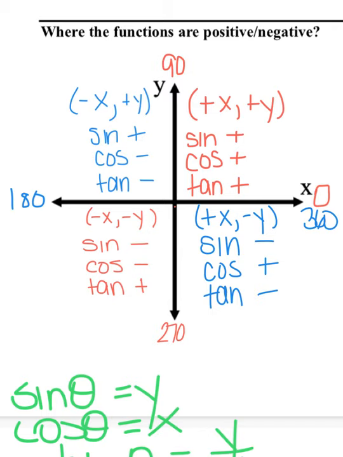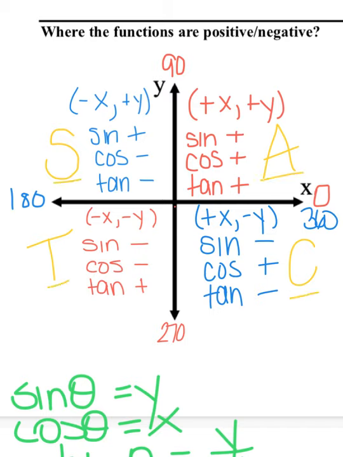Okay? Now this is the phrase that we say. In quadrant 1, all of the functions are positive. In quadrant 2, only sine is positive. In quadrant 3, only tangent is positive. And in quadrant 4, only cosine is positive. So we have A, S, T, C.